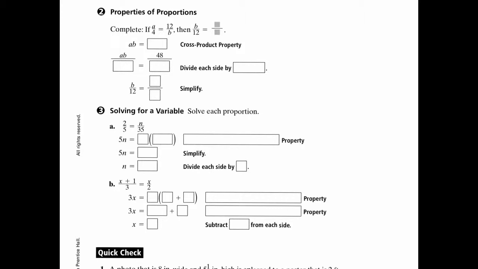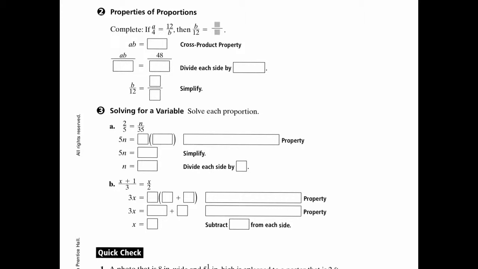So example 2 here is the properties of proportions. That's that stuff that was in that first box on the other side. Okay, so they say here, if a over 4 equals 12 over b, then b over 12 equals blank. Okay, so I can do this really easily in my head.